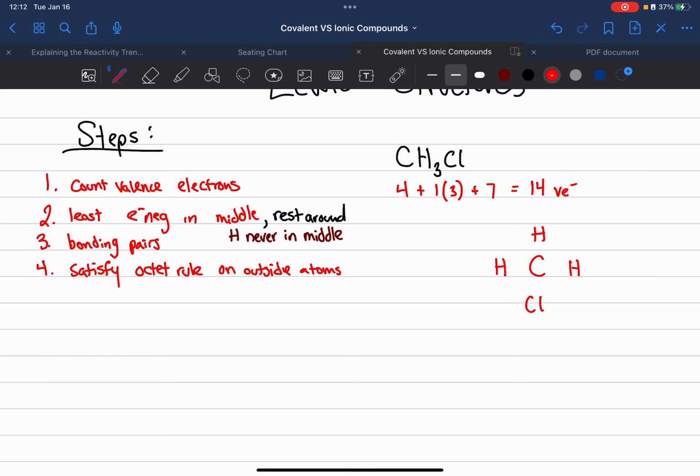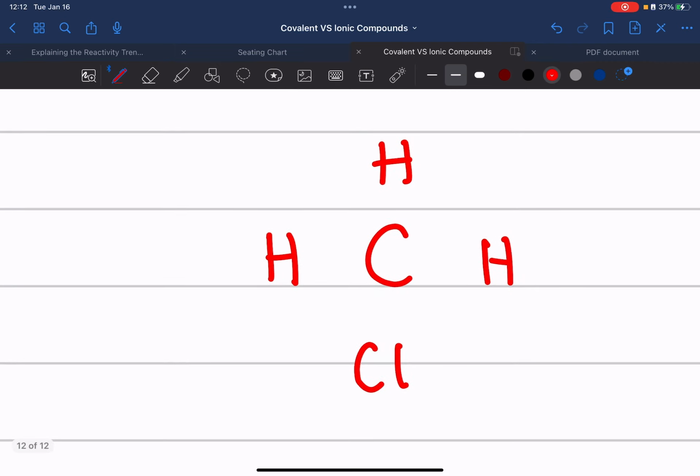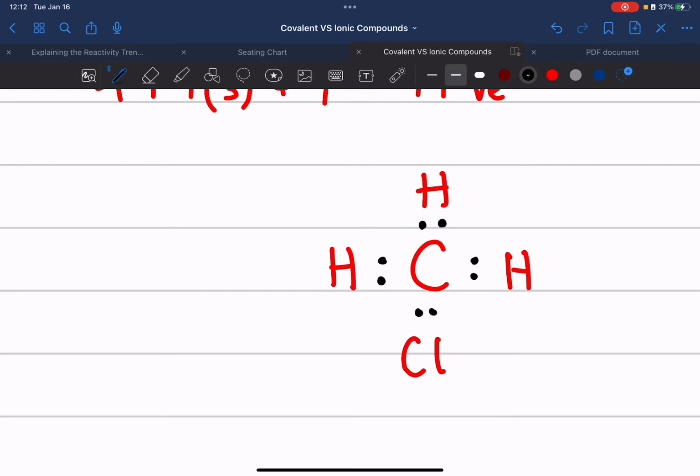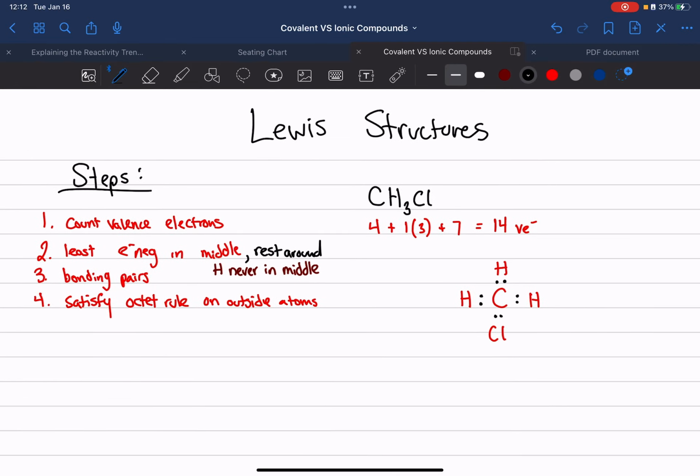Step 3 is to do my bonding pairs, because these are atoms, right now they're just atoms floating in space. They're not bonded to each other, so it's not a molecule yet. But if I take these electrons and I put them in between my atoms, now I have atoms that are bonded together because they're sharing electron pairs, and now I have a molecule there. Great, so that is step 3.